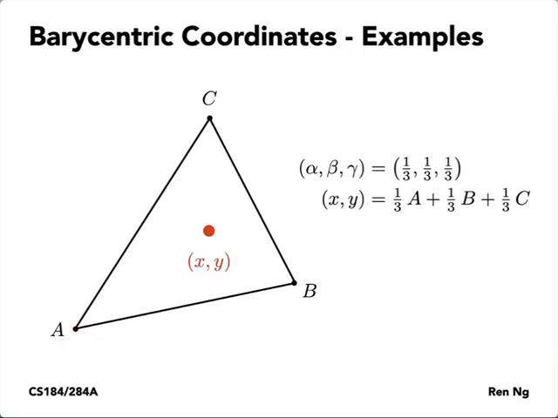If you're at this point here, which is sort of the center of mass, it turns out alpha, beta, gamma is going to be 1/3, 1/3, 1/3. And it turns out that the interpolated value at that location is going to be 1/3 A plus 1/3 B plus 1/3 C. Okay, so a few examples.